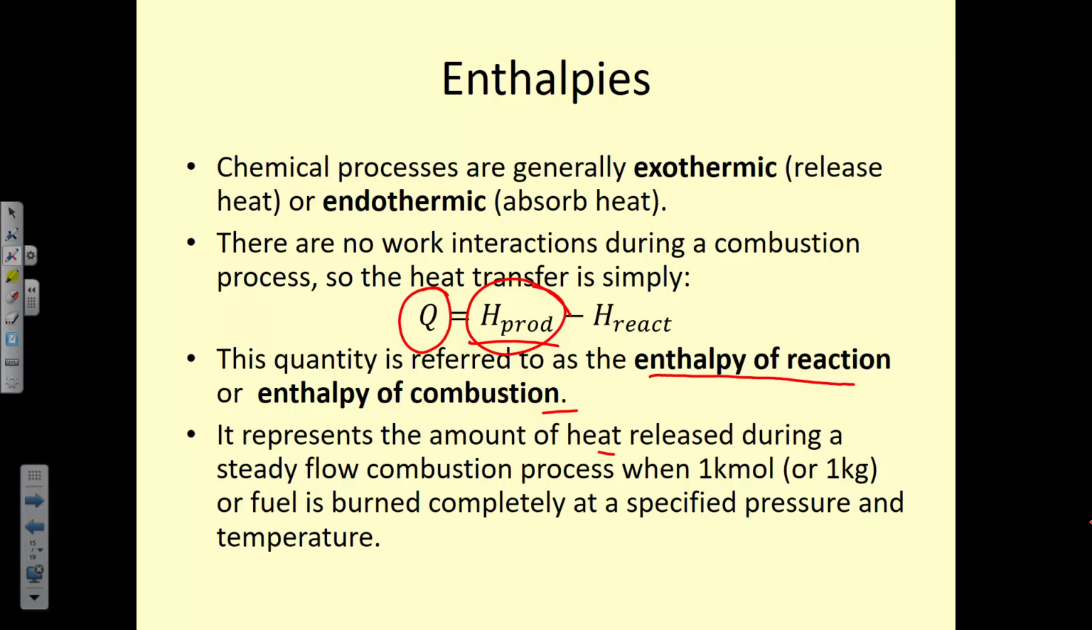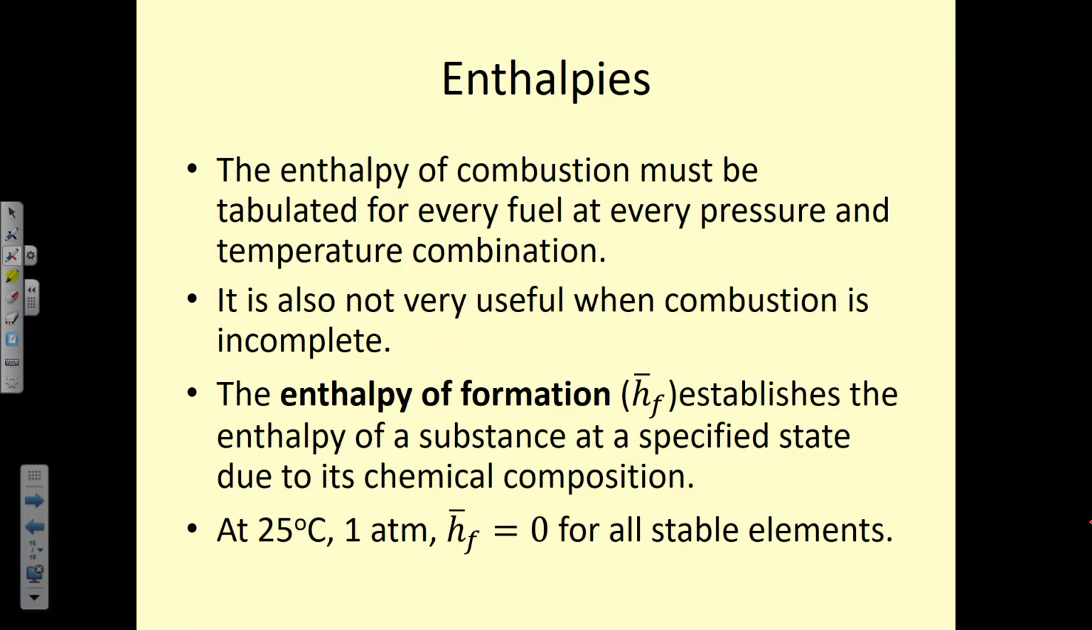So it represents the amount of heat released during this process, and we assume it's when 1 kilomole or 1 kilogram of fuel is burned. And we're burning it completely, and it's also happening at a specified pressure and temperature. So again, when we're using these reference state values at zero, the 0 point is 25 degrees Celsius. If we undergo a process at a different temperature or pressure, then we sometimes have to use those reference states and subtract them off from our actual temperature and pressure.